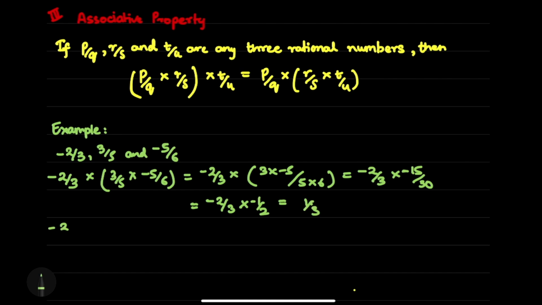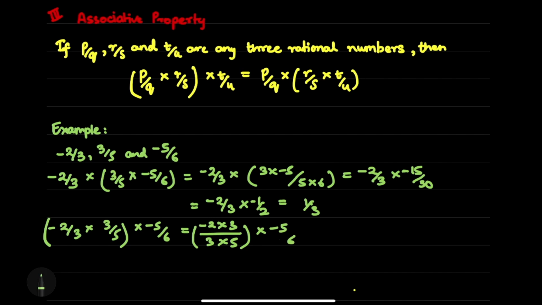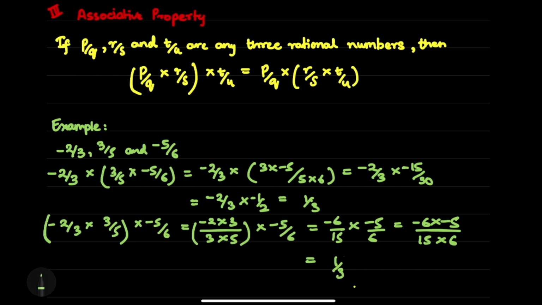Next, we will evaluate minus 2 by 3 into 3 by 5 into minus 5 by 6 by evaluating minus 2 by 3 into 3 by 5 first, and then multiply minus 5 by 6 to the final product. This gives us the final value of 1 by 3 for this order as well, thus verifying the associative property of multiplication of rational numbers.